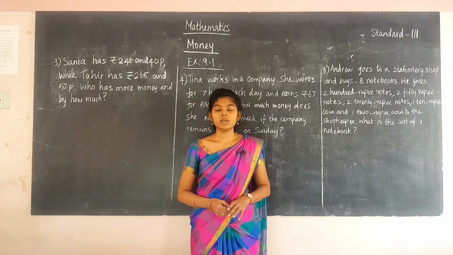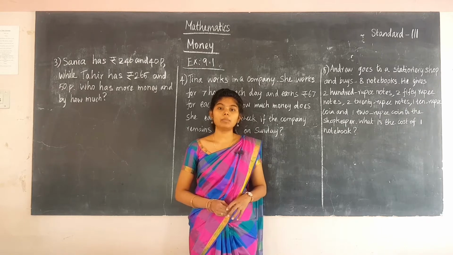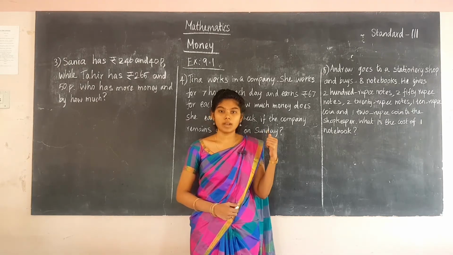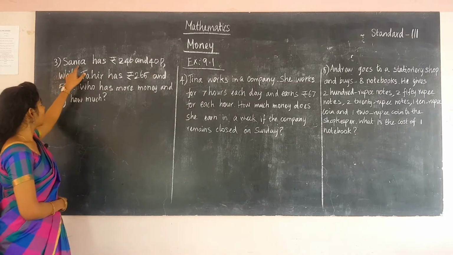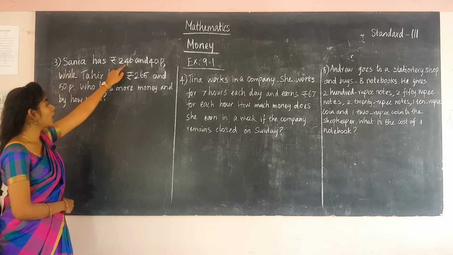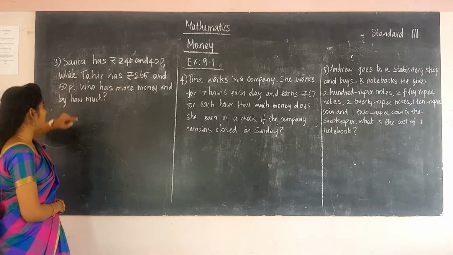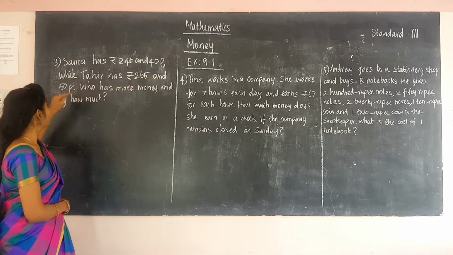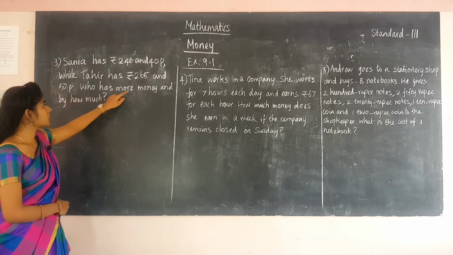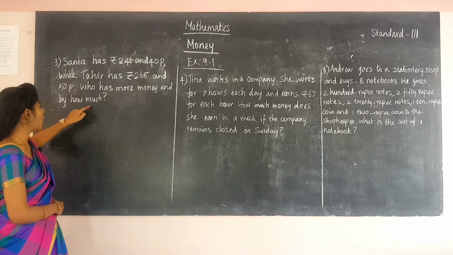Good morning students. Today we are going to continue the chapter Money, exercise number 9.1. From the third problem we are going to start. Sania has rupees 246 and 40 paise while Tahir has rupees 265 and 50 paise. Who has more money and by how much?